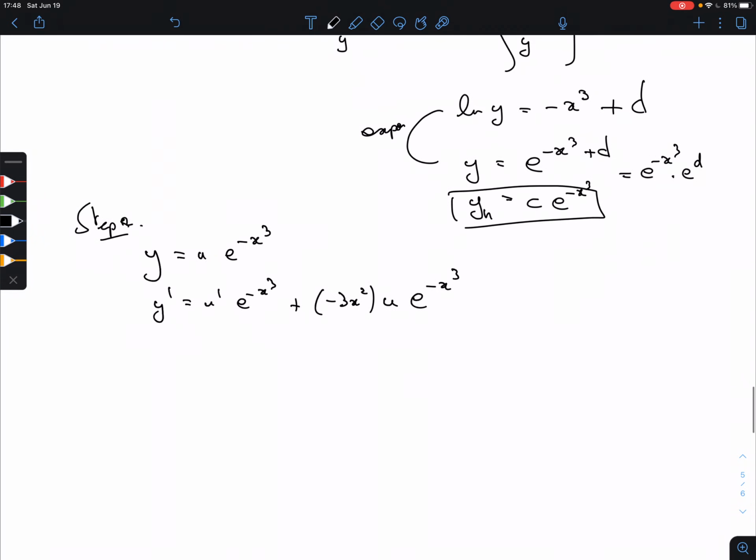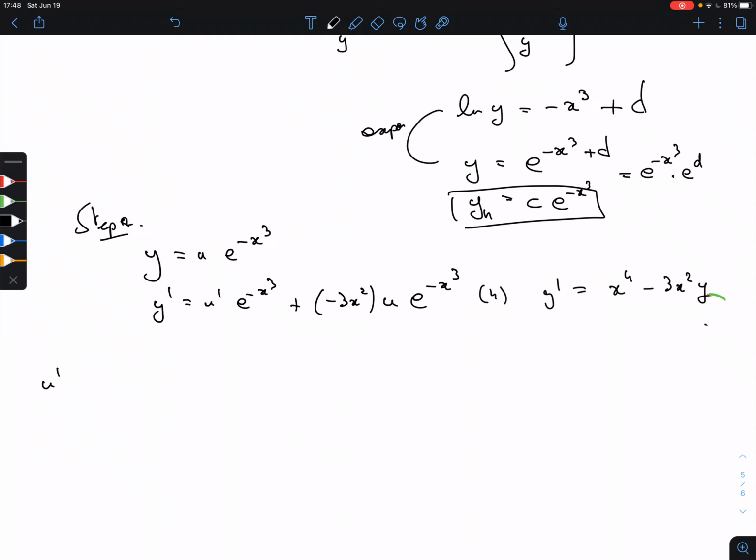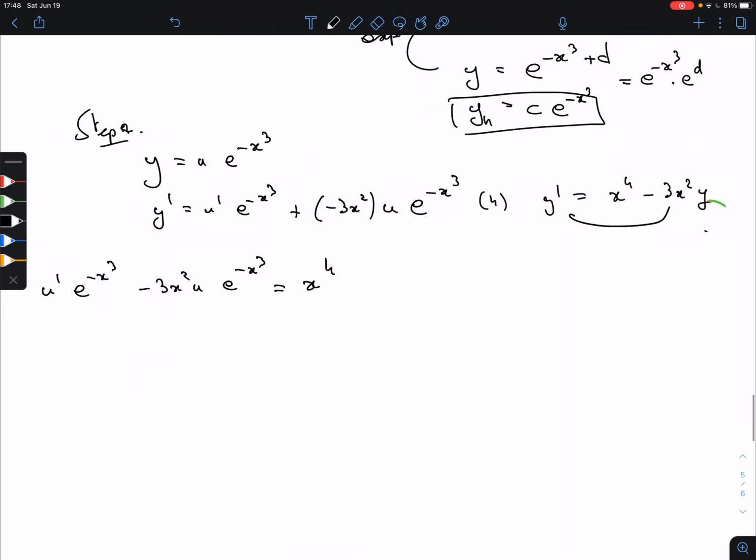So okay, I can copy it again, because I have it. So that would give me u prime e to the minus x cubed minus 3x squared u e to the minus x cubed is equal to x to the 4th. This one had gone to the other side. Is equal to x to the 4th.